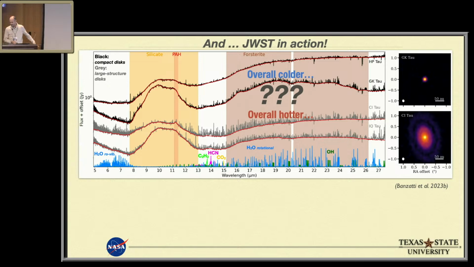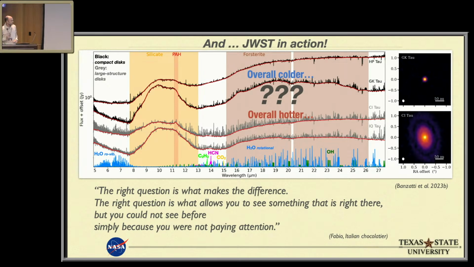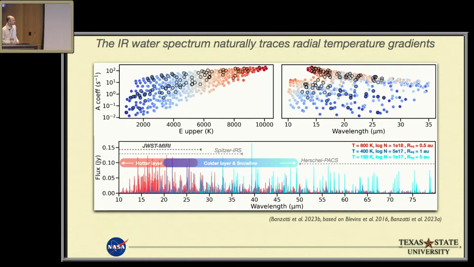And then later in the summer, I heard the talk where there is a perfect quote that describes what happened, and I want to report it here. The right question is what makes the difference. The right question is what allows you to see something that is right there in front of you, but you could not see before, simply because you were not paying attention. And this is from an Italian chocolate maker. And Fabio, I hope you will see this talk one day, because this is a tribute to you. Now you see, we scientists and chocolate makers, we have something in common. But that's exactly what happens to us. I'm sure many of you know.